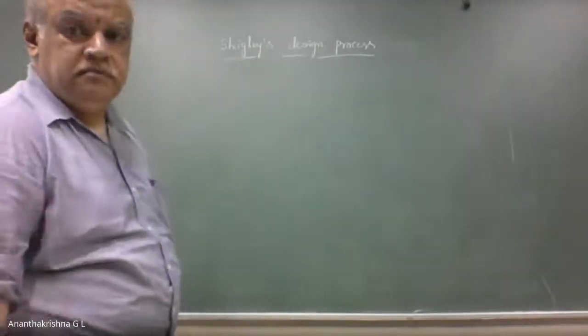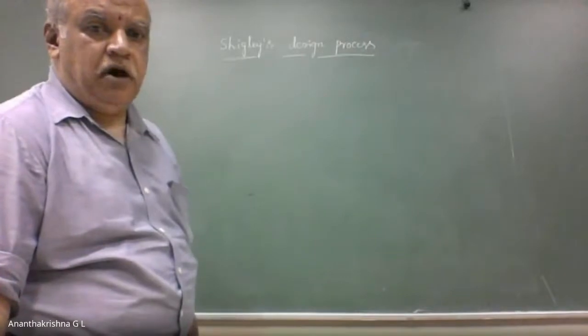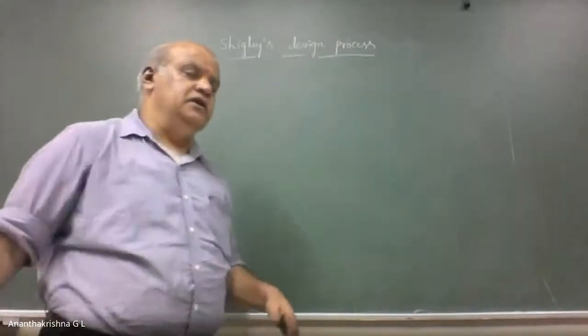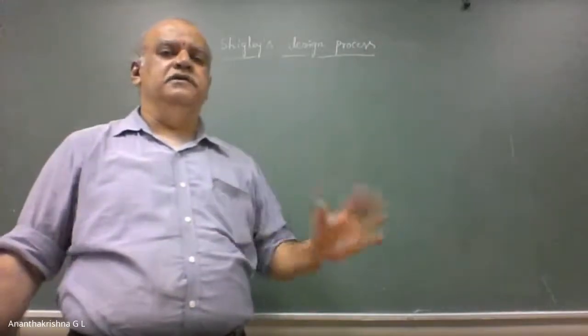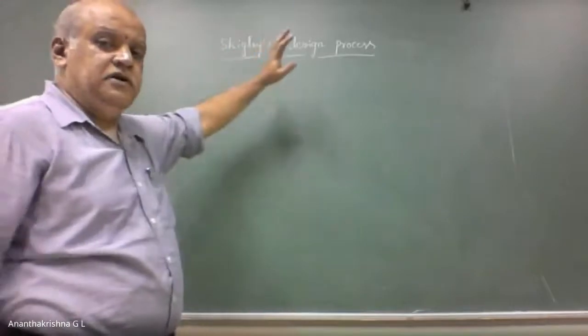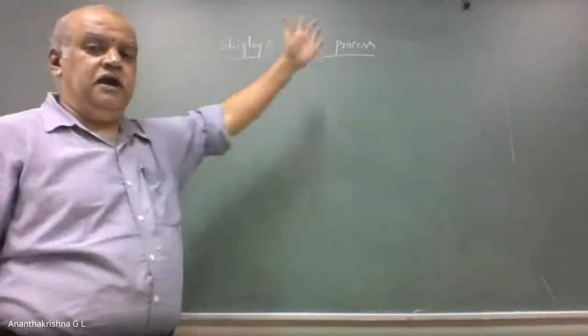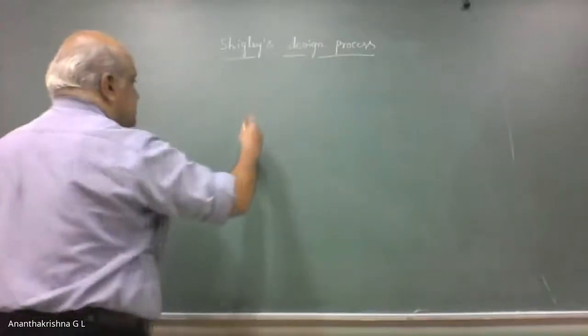So, Shigley's design process. Yeah, okay. All right, now we are going to learn about the design process. That is, what are the steps involved in the process of designing a component? Essentially, it is given by Joseph Edward Shigley, so therefore it is called Shigley's design process. Basically, it has got 6 steps.